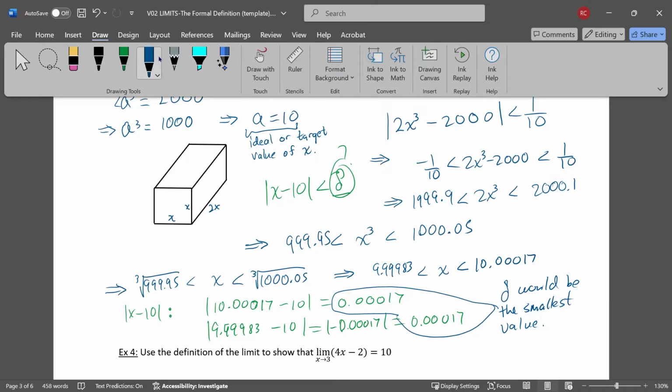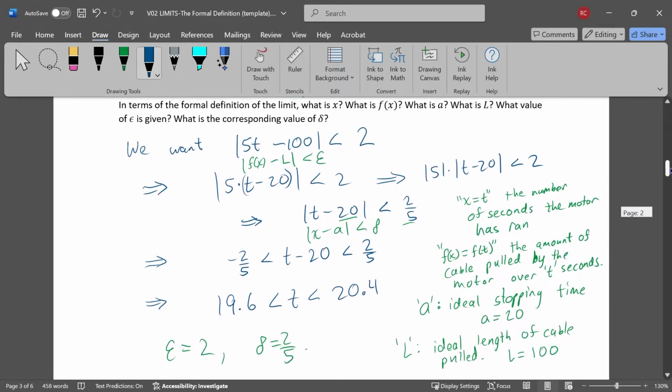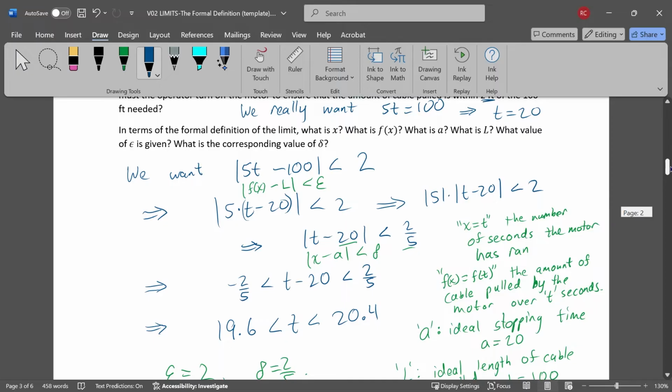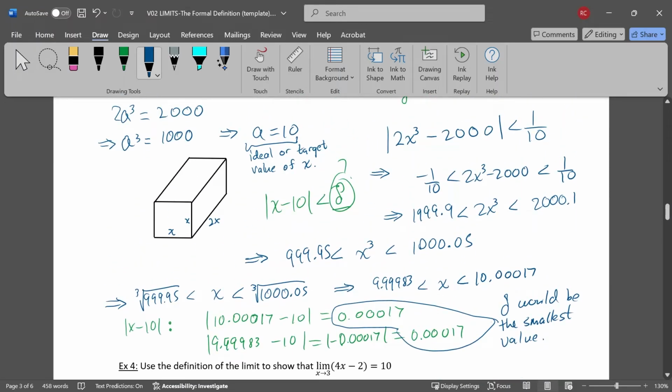So you can see that we might get lucky and be able to do some nice algebra and explicitly solve for this delta, like we had in this previous problem. Or maybe we have to solve for our inequality first to solve for the range of x values, and then check the endpoints of that interval to see what the smallest value would be to find out what we should set delta to be.